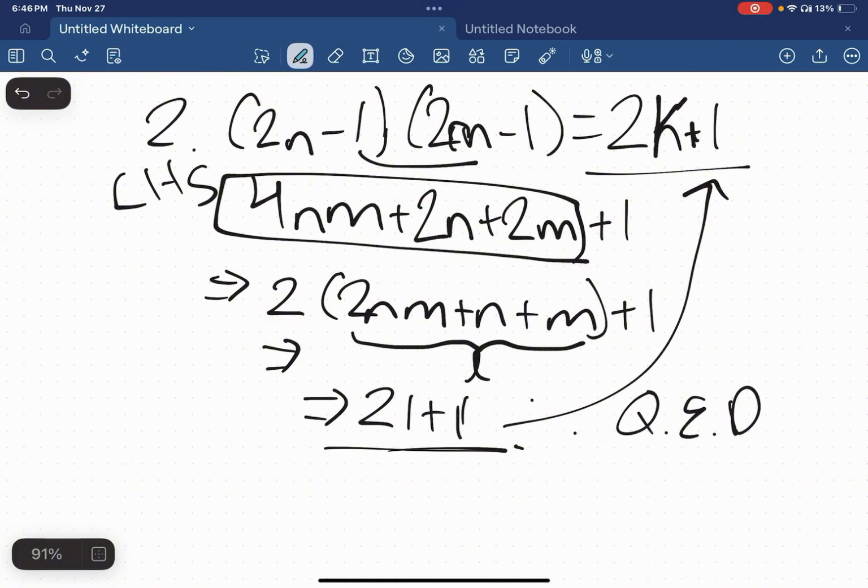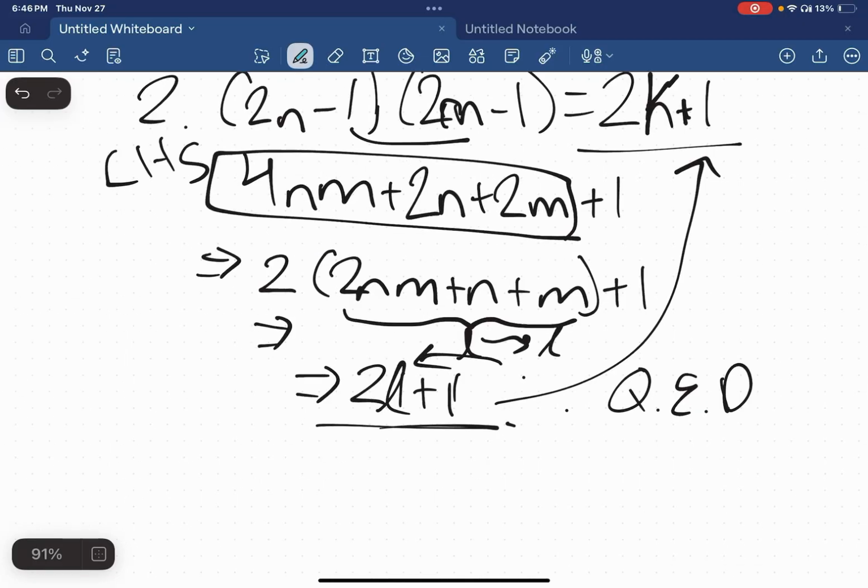All you need to do. And that should be an L. And we do know that L is just any integer, so that's why this is true. All right. Number 3.